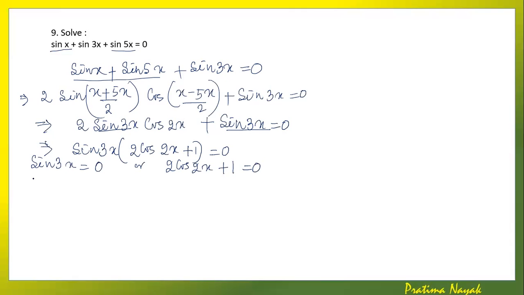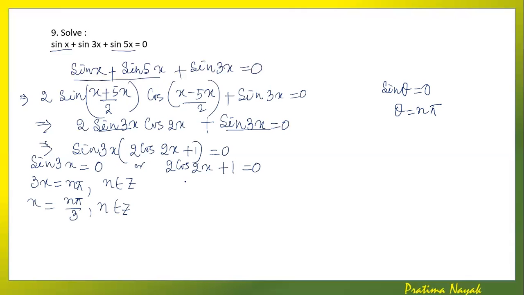So if sin 3x is 0, sin theta is 0, then theta is equal to n pi. 3x is equal to n pi. When 3x is equal to n pi, what about your x? x is equal to n pi by 3. So part 1 is complete.